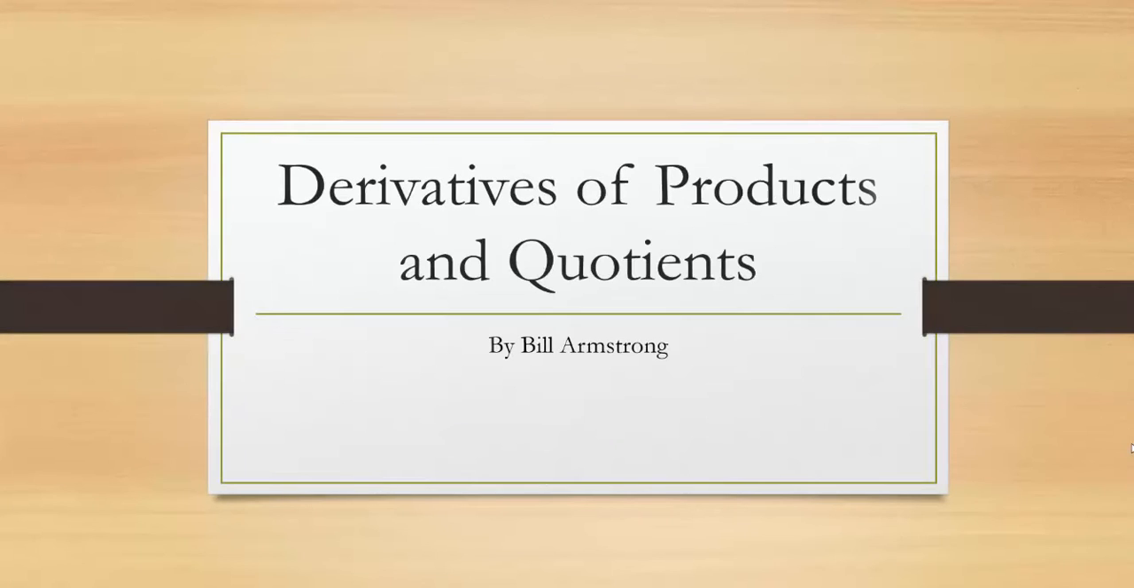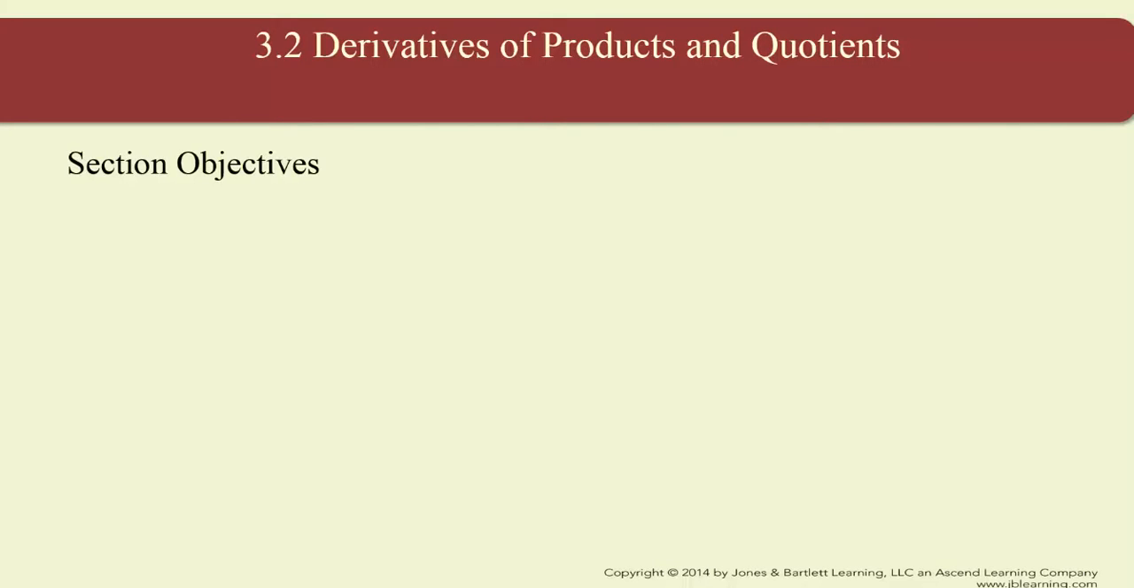Well, hey folks, here we are, section 3.2. We're going to look at derivatives of products and quotients. And the first thing I'd like to go over will be the section objectives, so you can follow along in your book.